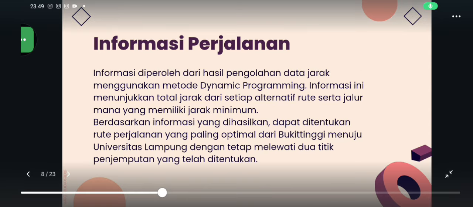The information was obtained from processing distance data using the dynamic programming method. This information shows the total distance of each route alternative as well as which path has the minimum distance. Based on the information generated, the most optimal travel route from Bukittinggi to the University of Lampung can be determined while still passing through the two predetermined pickup points.